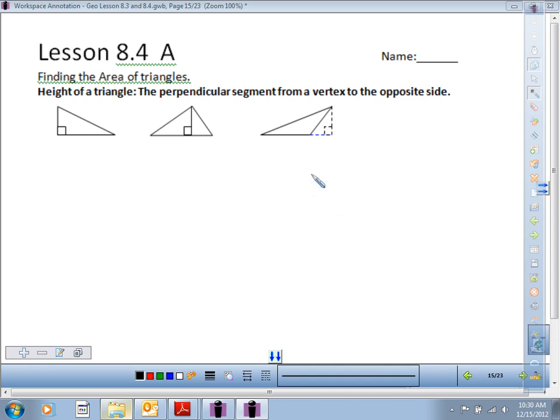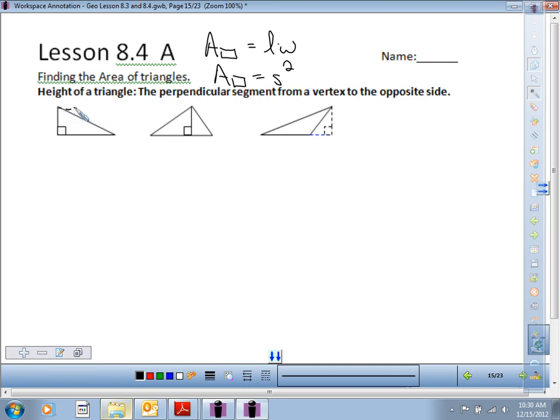This will be geometry lesson 8.4, and today we'll be discussing finding the area of triangles. Now, if you remember, the formulas that we talked about last class would be the area of a rectangle, which is simply length times width, and the area of a square, which is side squared. Well, today we're going to continue with that, and we're going to apply and learn another new formula.